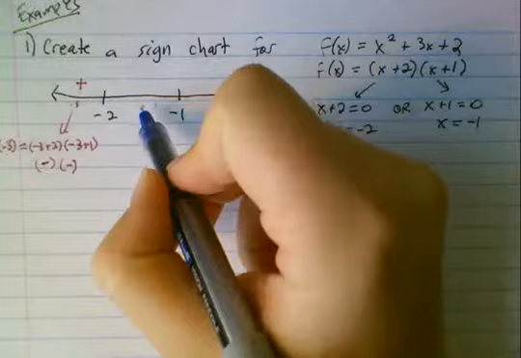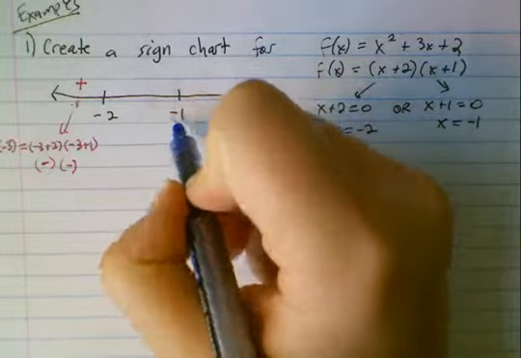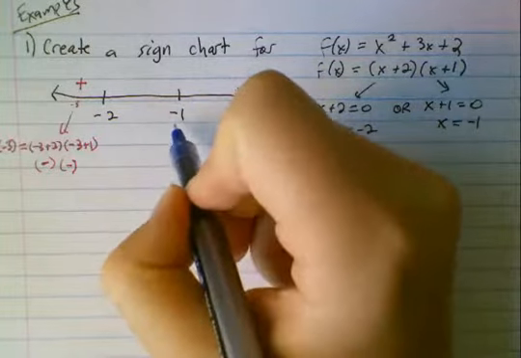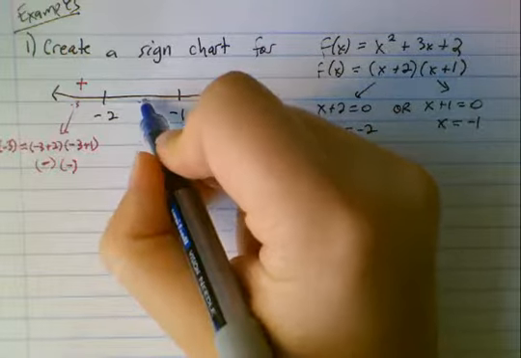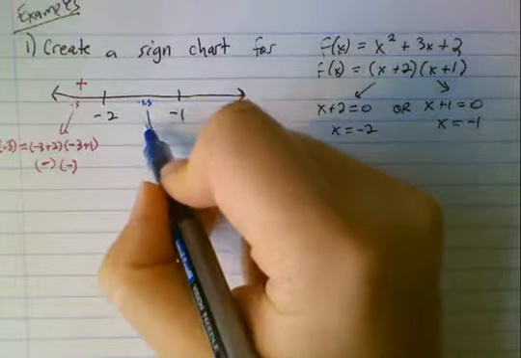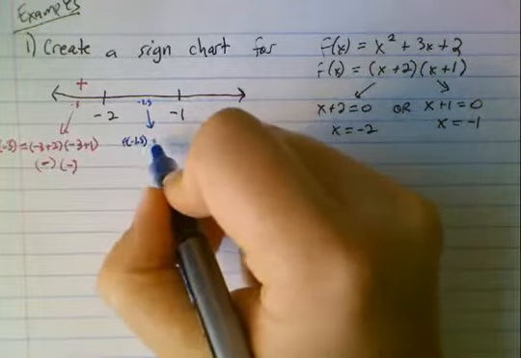So here, let's pick a number between -2 and -1. So really the main number that's in there is -1.5. So let's come on over here, let's try to figure out f of -1.5.